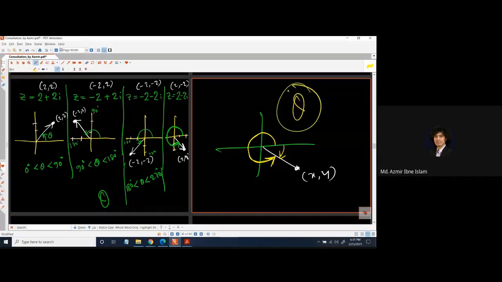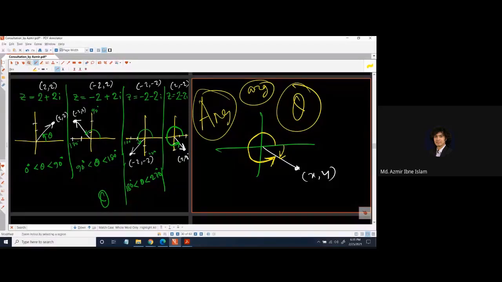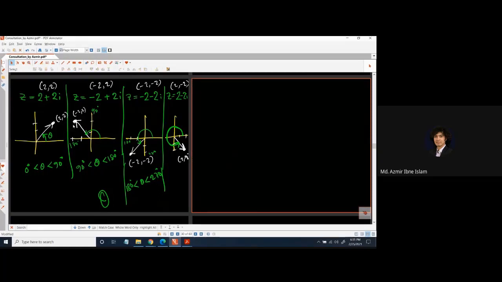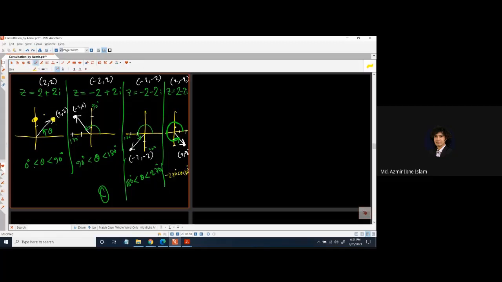Argument can take multiple values because we have a difference between small arg and capital ARG. This is the big difference. You will learn about this later. But for now, depending on the location of a point, we have to think about the argument at first. Let's try to find it using this formula that we know, tan inverse y by x. So we are going for the first one.